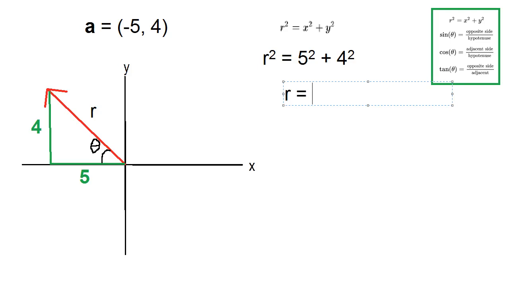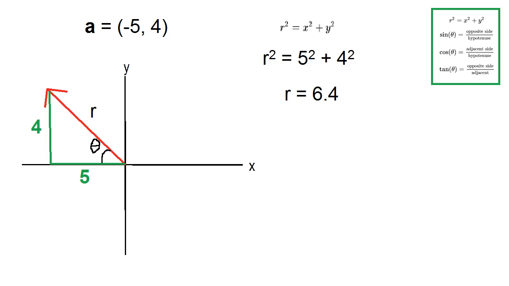If you've done it properly, you should get r is equal to around 6.4. And that is one of the components that you need in order to convert this. Now, the second thing that you need is you need to find the angle. Now, you could use sine, cosine, or tangent. They all have the angle theta in them that you want.